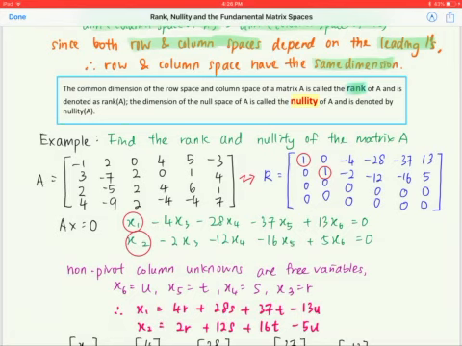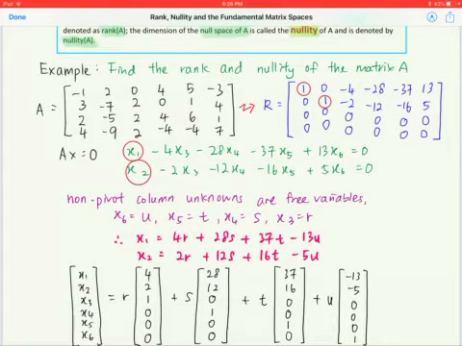So the rank of A is represented by the dimension of the row space or the column space, and is denoted as rank of A. The dimension of the null space of A is the nullity of A, denoted by nullity of A. So let's look at one of the examples here. Find the rank and nullity of the matrix A.